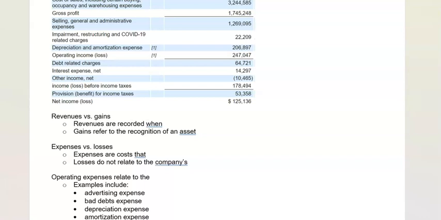Let's briefly discuss revenues versus gains and expenses versus losses. Revenues are recorded when goods are sold or services are provided to a customer. In other words, when the company is doing whatever it is that it's in business to do. Gains, on the other hand, refer to the recognition of an asset, often cash or some sort of receivable, not directly related to the company's primary business operations.